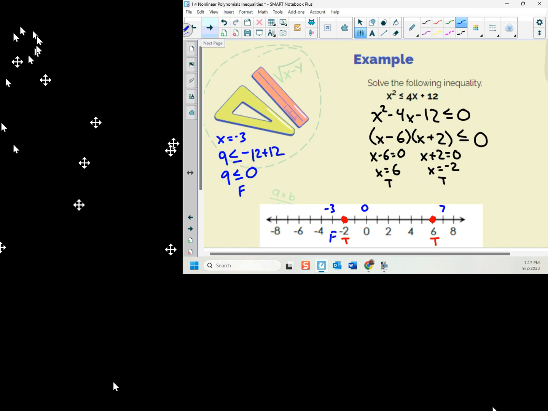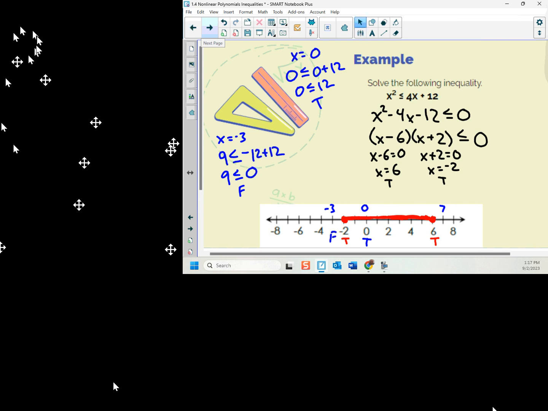Then I plug in 0. When x equals 0, I get 0 is less than or equal to 0 plus 12. 0 is less than or equal to 12. That's true. Since that's true, now I know that this interval between negative 2 and 6 will be true.